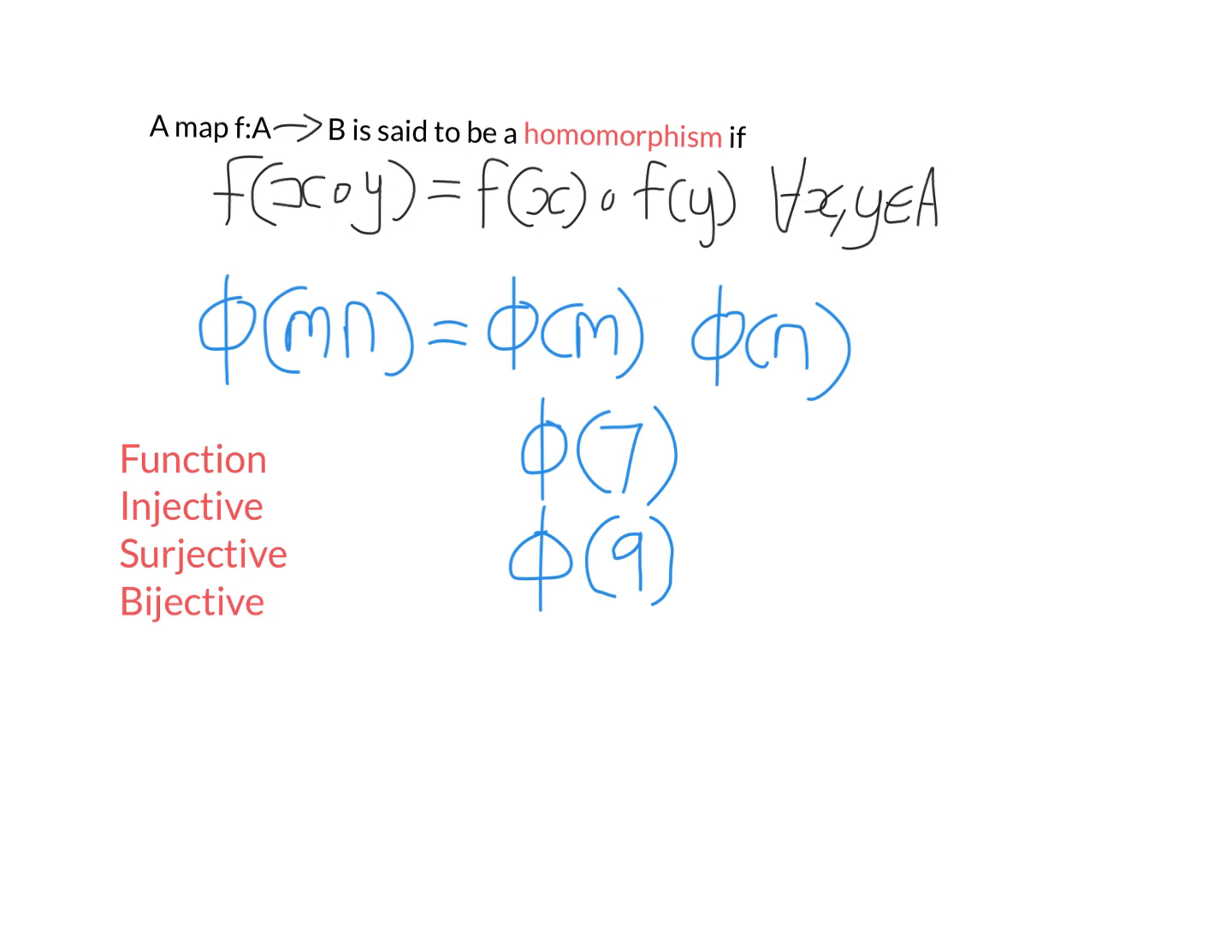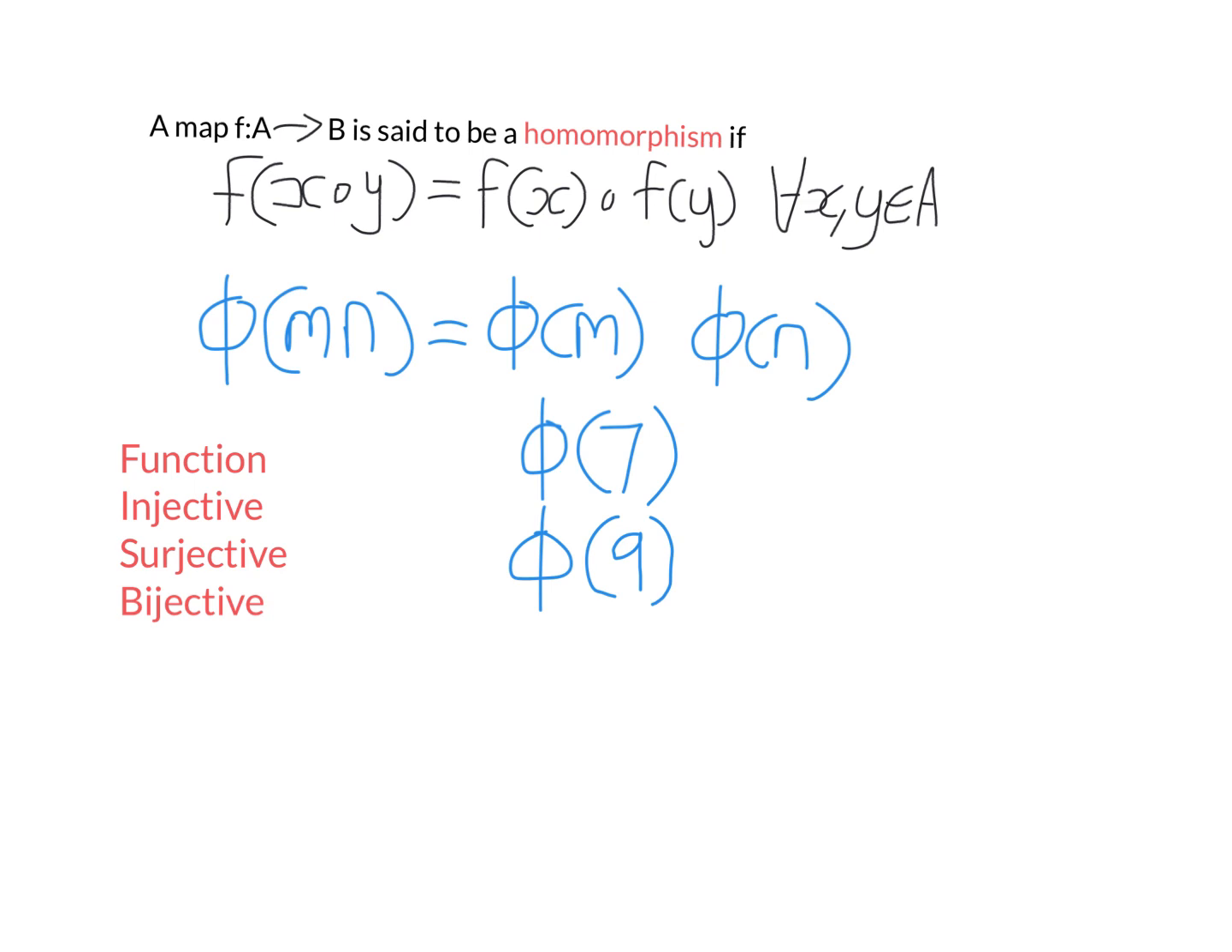Now note, for the map to be a homomorphism, this has to be true for all elements in the first set, in the domain. If there's just one or two elements in the domain for which this does not hold, then the map is not a homomorphism. So let's look again at Euler's totient function. We learned that this rule applies: phi of mn equals phi of m times phi of n. So this satisfies the definition of a homomorphism.